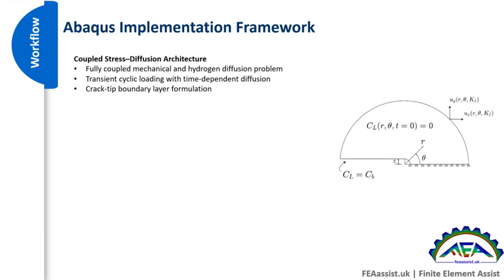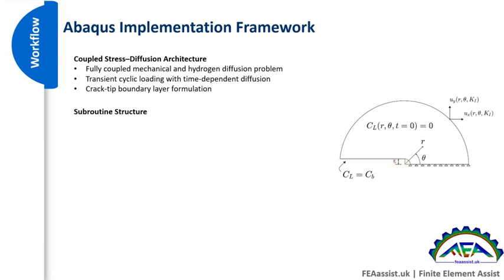For example, in this video, we are working on this example. We have an axisymmetric crack here. The hydrogen concentration at the beginning of the simulation is 0. We are applying displacement to this boundary, and we are charging the hydrogen from this boundary. And we want to see how this hydrogen is going to diffuse to the crack tip and affect the fatigue of this sample.